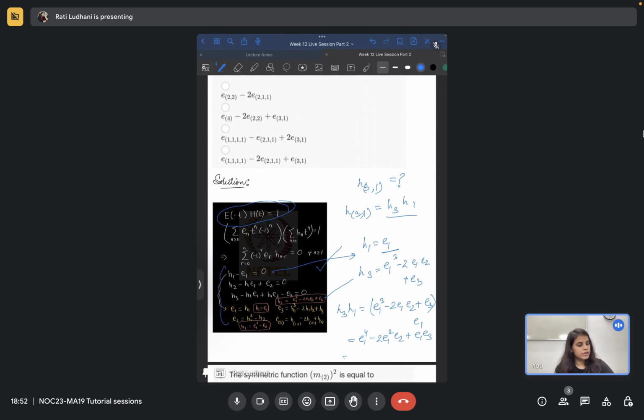And corresponding to that, what can we write? We can write it as e1 1 1 1, corresponding to this. And e211 we can write, if we write in increasing order, and here we got e31, right? Okay, so which one must be correct?